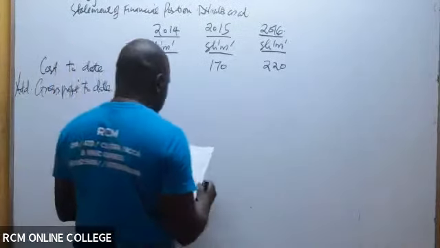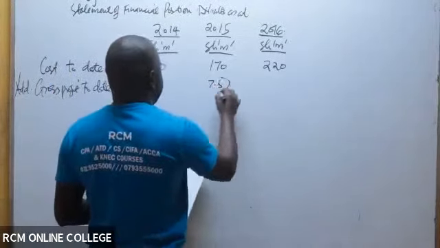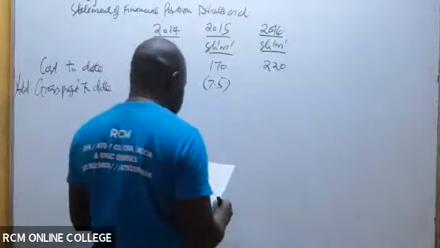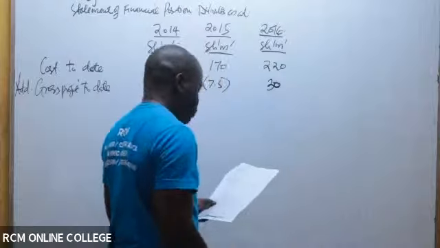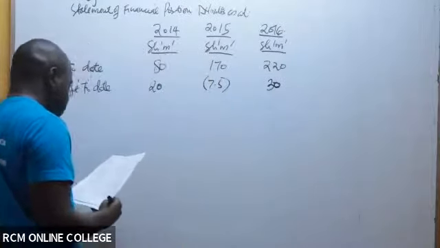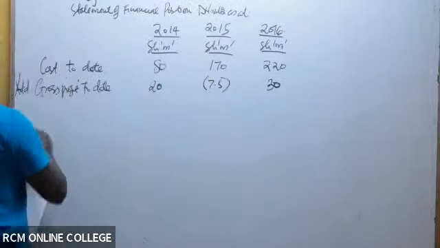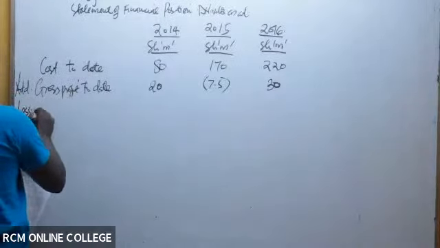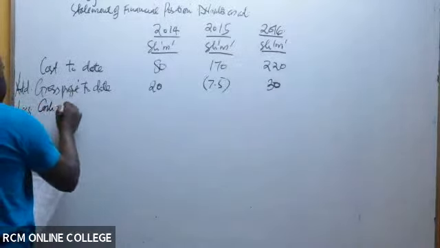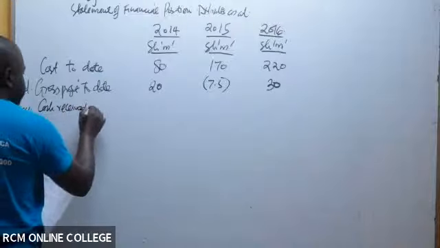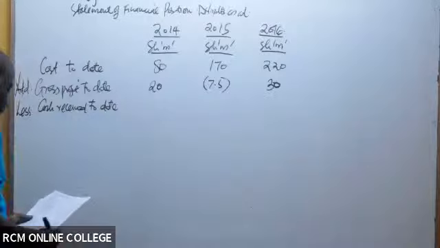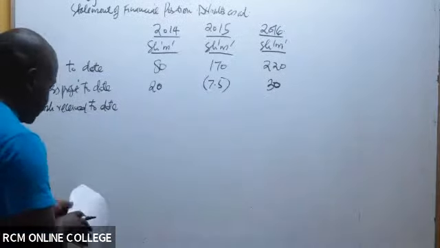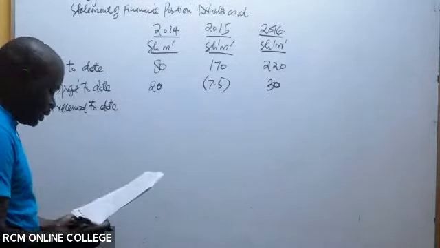So for this one, it was 7.5, which was not a profit, but a loss. For this one, it was 30. It was actually 30. Then you less the cash they have actually been paid to debt. So the cash received to debt, you've been given in the question there.